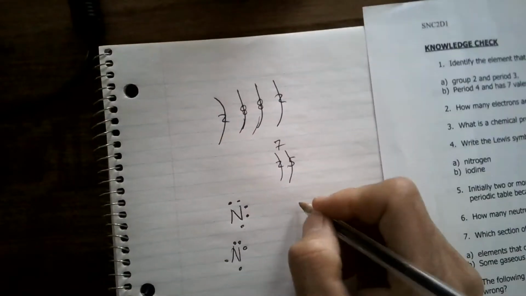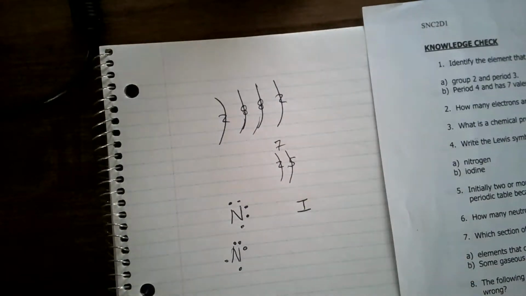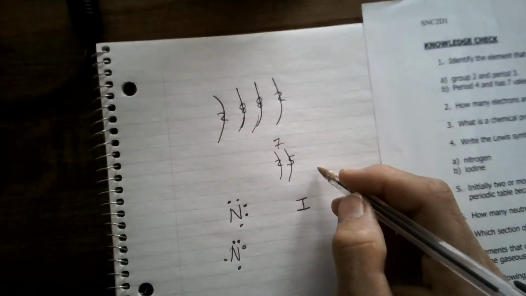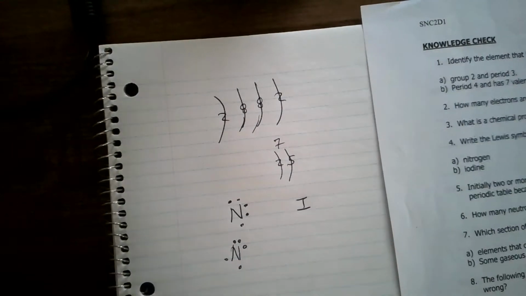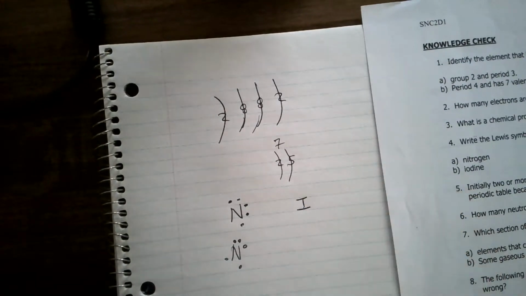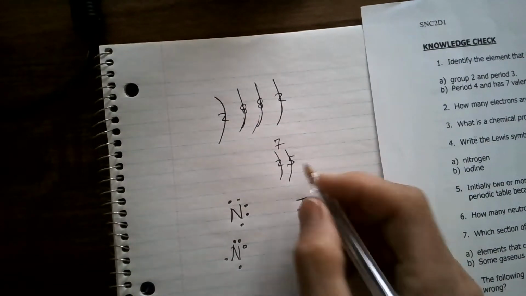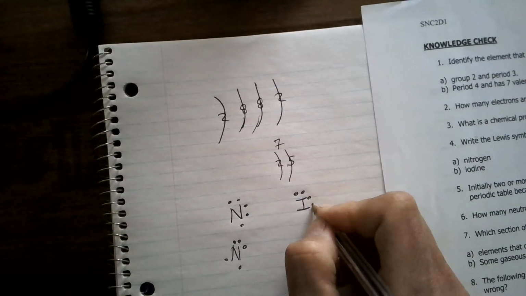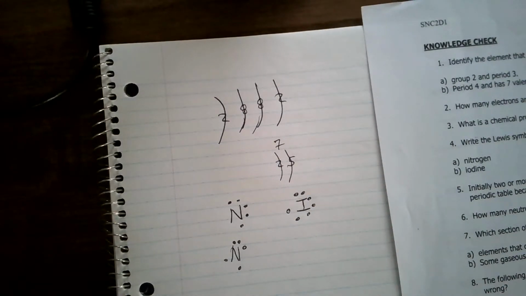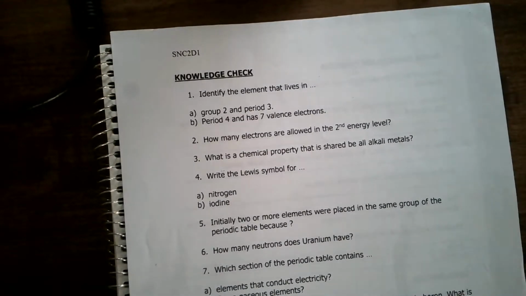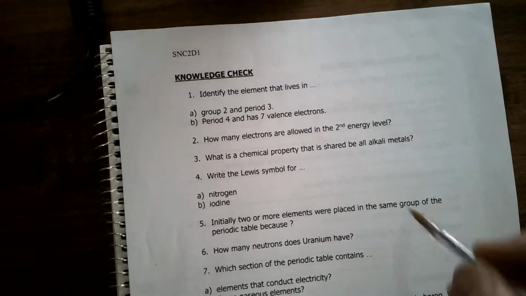And then iodine. And again, you can't do a Bohr-Rutherford for iodine because you guys wouldn't know how the electrons are laid out because its atomic number is 53. But knowing what group it's in, the family, you know that it will have 7 valence electrons. Okay? Initially, 2 or more elements were placed in the same group of the periodic table because, I just told you, because of their valence electrons.